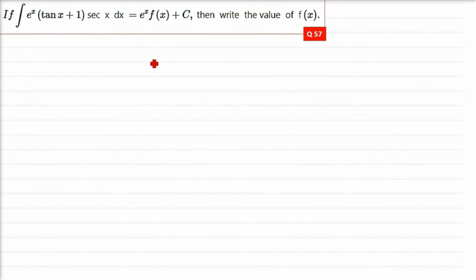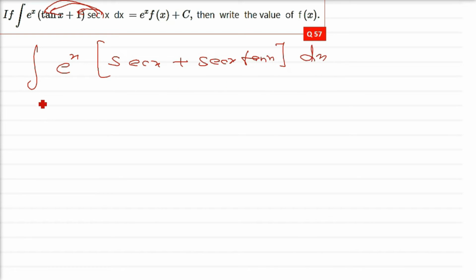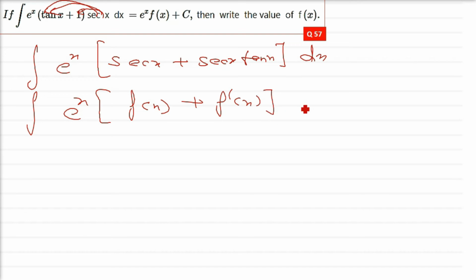This question is no different from the previous one, because already you know that this question has been done in the previous few questions. So just multiply this sec x inside with 1 plus tan x. First we'll write sec x, and then sec x tan x, which eventually will come when we multiply 1 plus tan x with sec x. Now this is the exact result of a standard, e raised x into f(x) plus f dash x. So the direct result of this integration is f(x) e raised x plus a constant of integration.